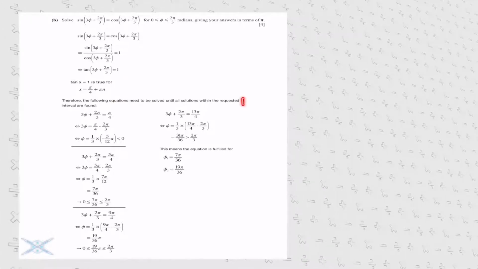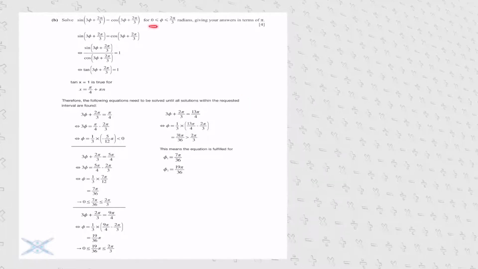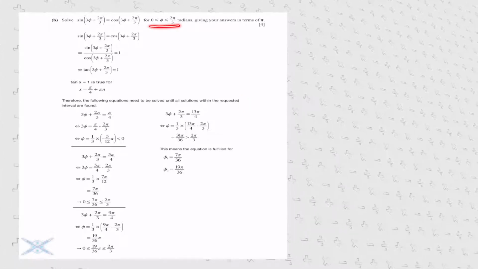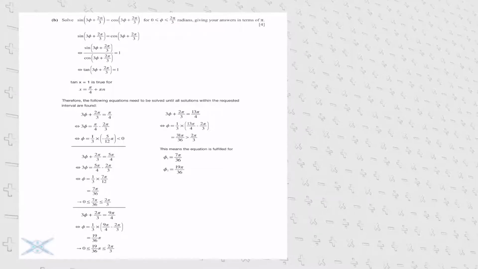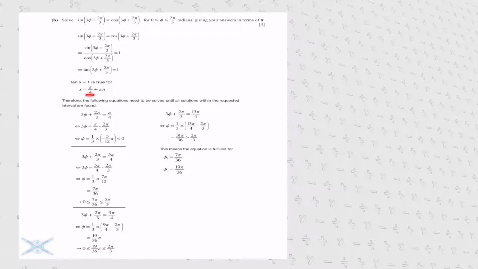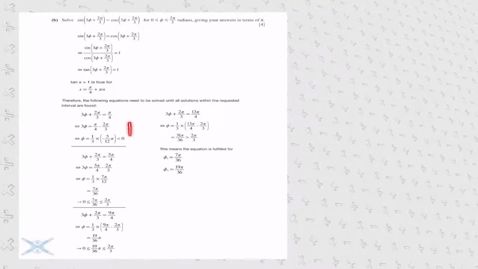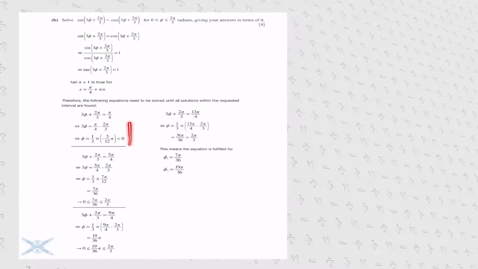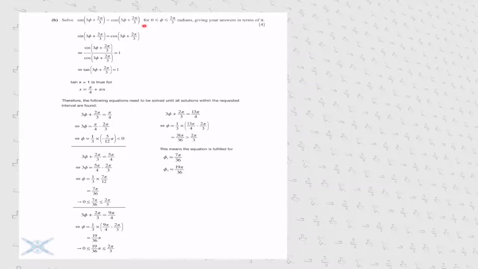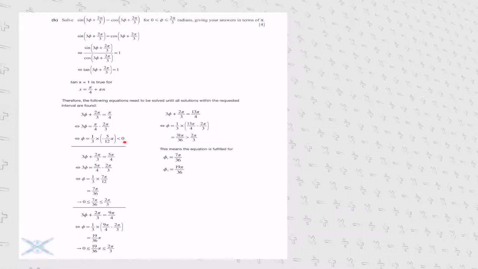Therefore, the following equations need to be solved until all solutions within the requested interval, which we can find on top, are found. So in the first step, we equal the expression within the parentheses with pi over 4, which we get if we were to set 0 for n. Simplifying this equation delivers us a result that is less than 0, which is not within the interval. Thus, this is not a result that we are looking for.